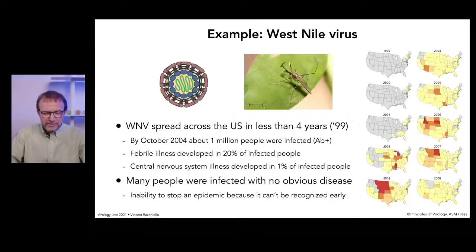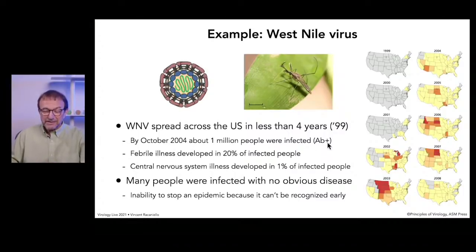So here's an example of this, West Nile virus. Absent from the U.S., in fact, the Western Hemisphere, before 1999. It arrived in New York City. Great story, by the way. Go read West Nile story by Dixon Despommier. Entered the U.S. in the summer of 1999. This is a flavivirus transmitted by culicine mosquitoes. And by October 2004, it had spread across the country. About 1 million people were infected.